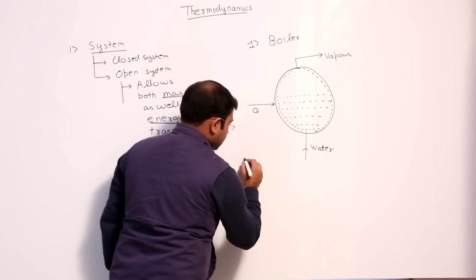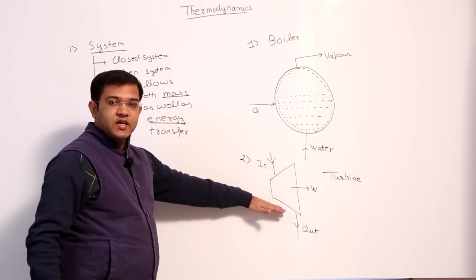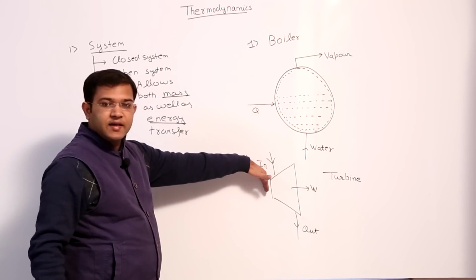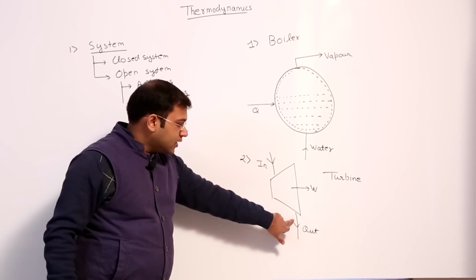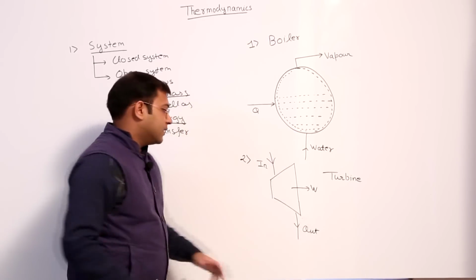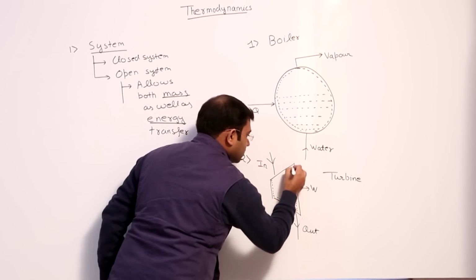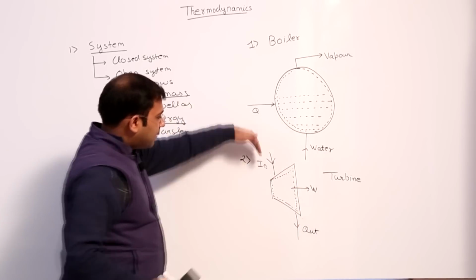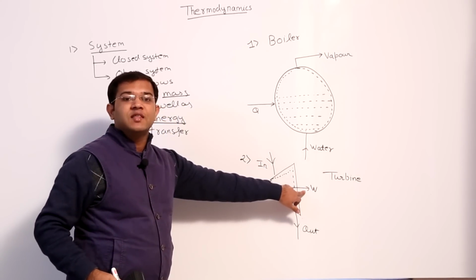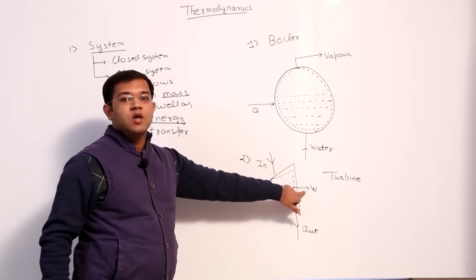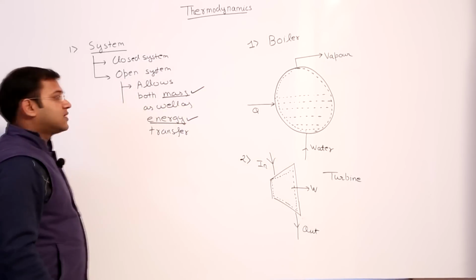Fine. Now see the second example. Now see, this is a case of a turbine. See, some fluid is entering the turbine and it rotates the shaft and does some work, and the fluid exits after doing the work from the turbine. So this becomes our system. So we can see that mass is entering, mass is exiting, and there is a transfer of energy in the form of work. So such a system is known as open system because it allows both mass transfer as well as energy transfer.